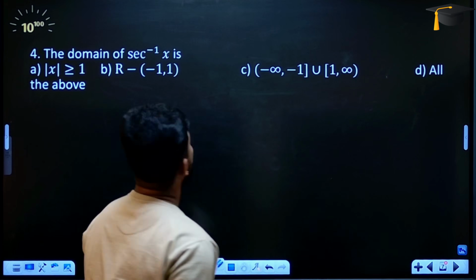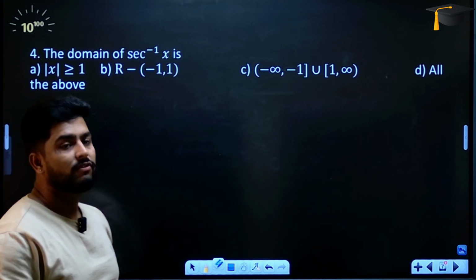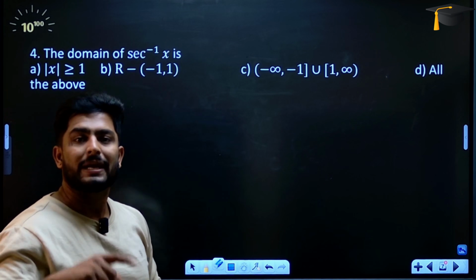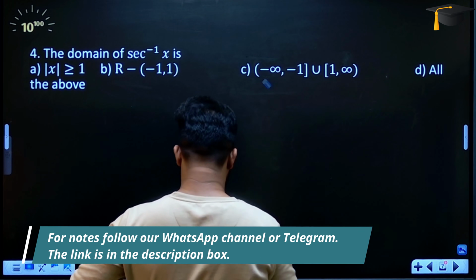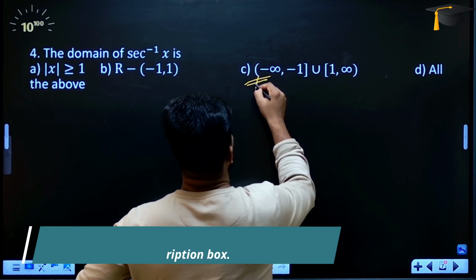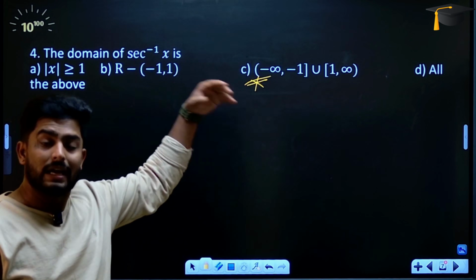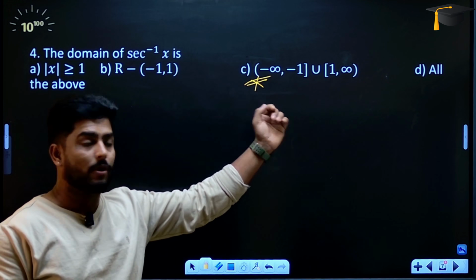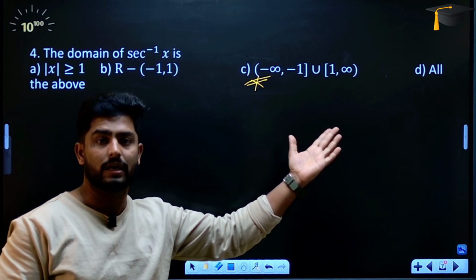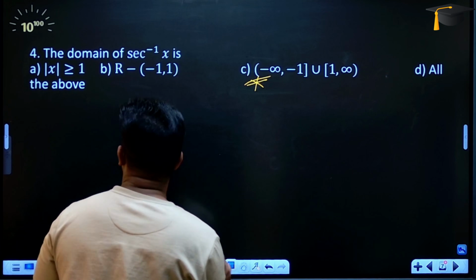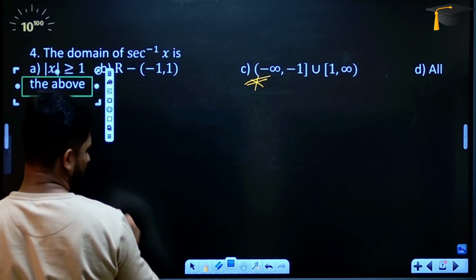Okay. Next question. The domain of secant inverse x. The minute you see this question, you will try to choose this as the final answer. But I'm telling you, please don't choose this answer. That is actually wrong. This is actually correct. But the problem is, look at option D. It's actually all of the above. Even all of the above is correct. Here the correct answer is all of the above. I'll choose all of the above.